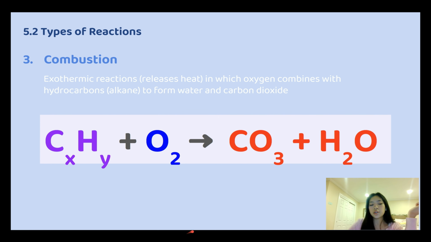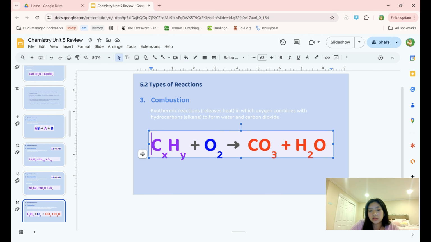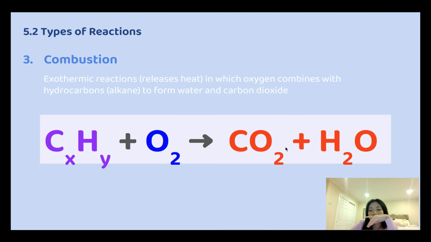So here's the general equation. This represents a hydrocarbon, and it reacts with oxygen to form carbon dioxide. Oh, sorry, it should be a 2. Carbon dioxide and water.